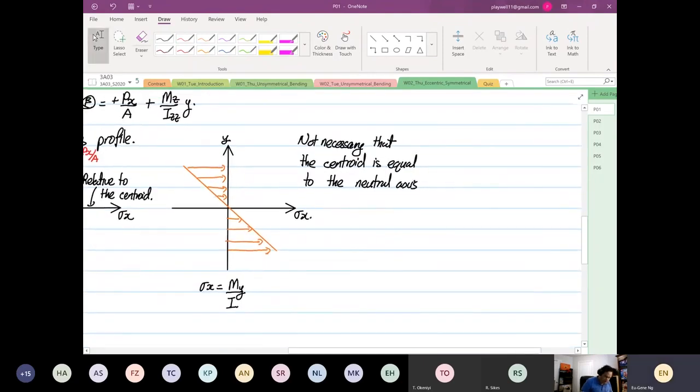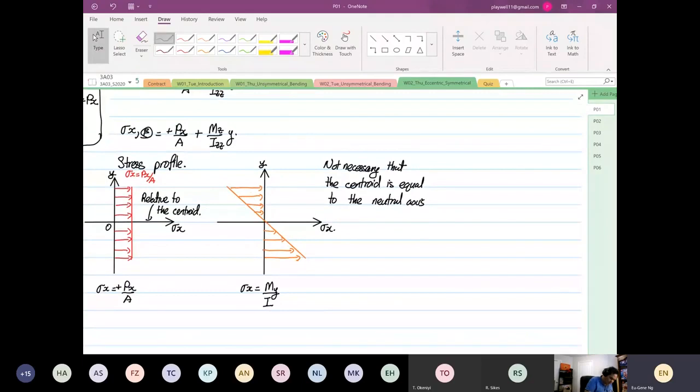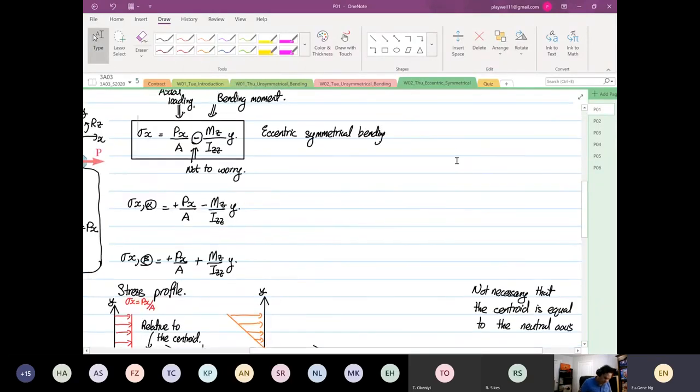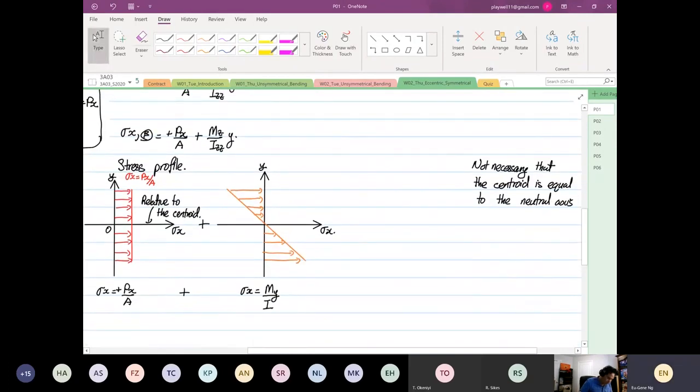Okay. So now, if we were to add both of them, you realize that the stress profile will be shifted. The stress profile now looks like this. So this is our stress profile.